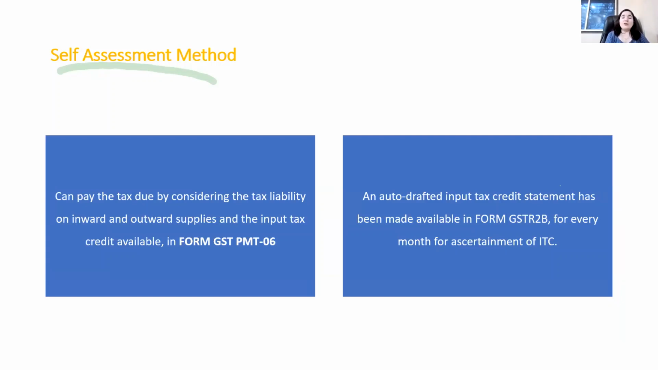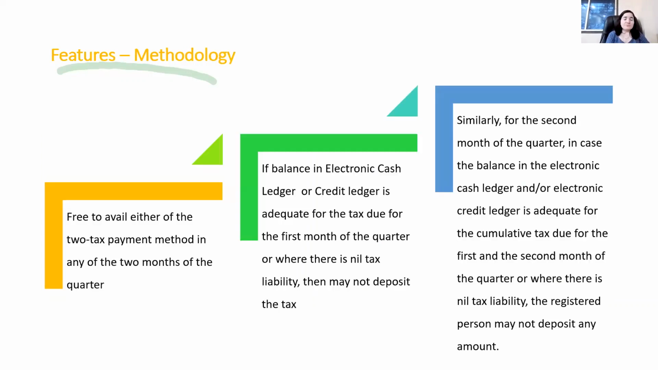Now, the auto-drafted input tax credit statement is made available in the 2B for every month for ascertainment of the ITC. So the government is giving the auto-drafted 2B for the purpose of computation under the self-assessment method.